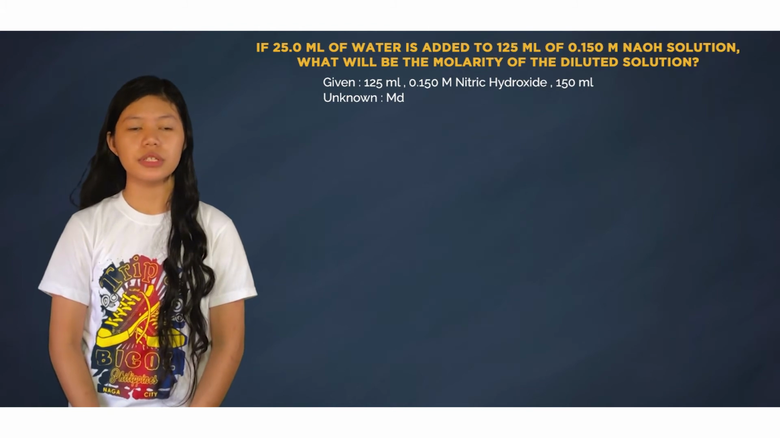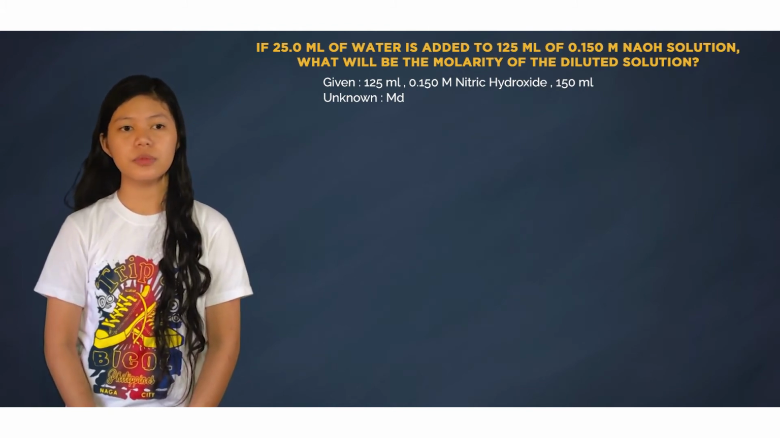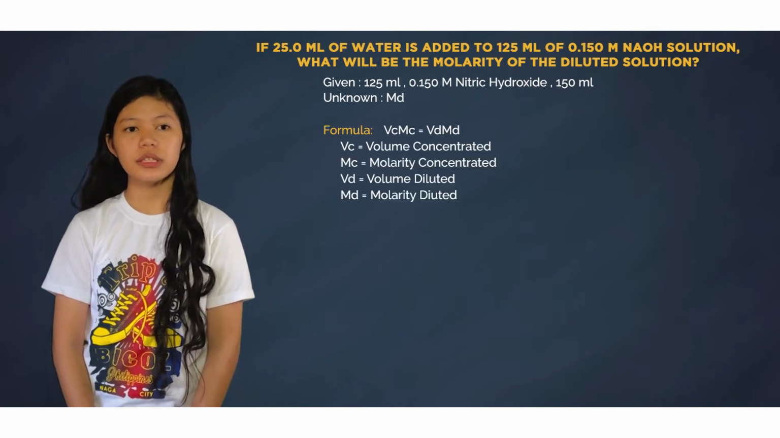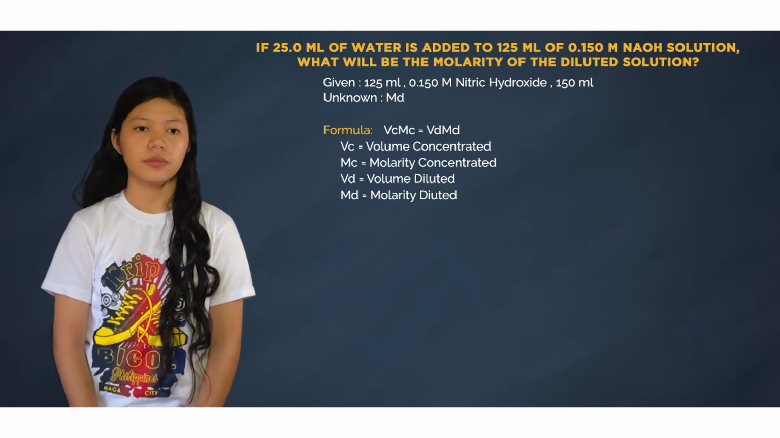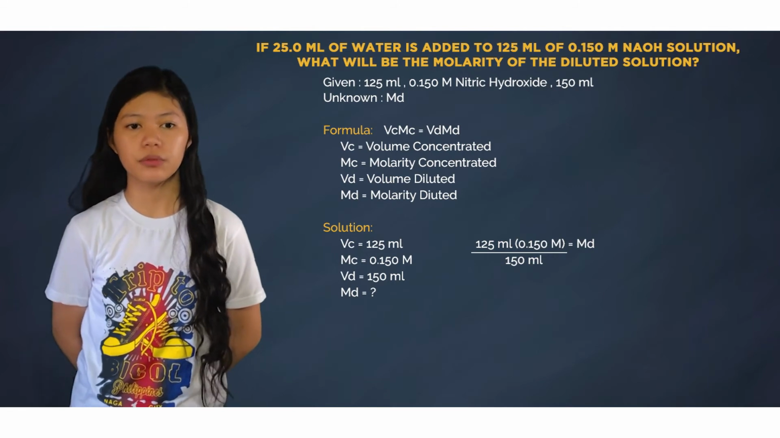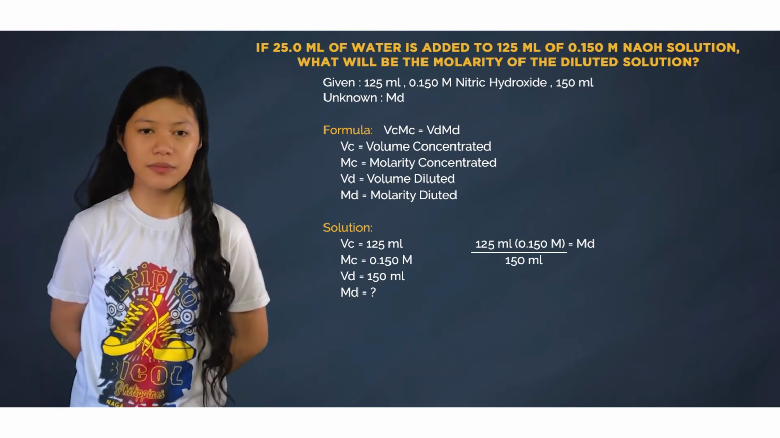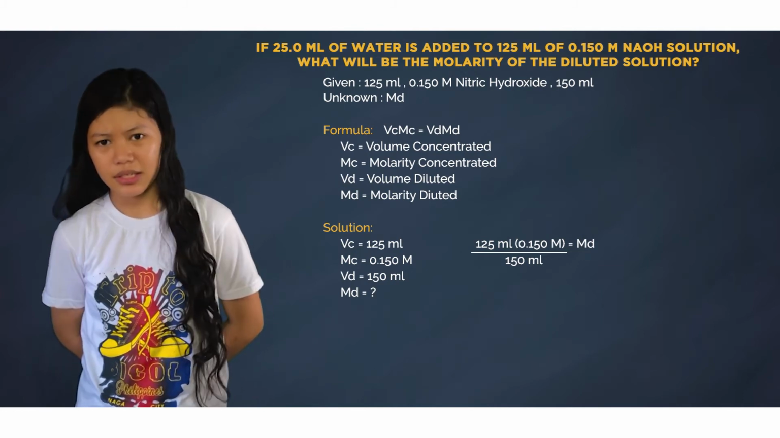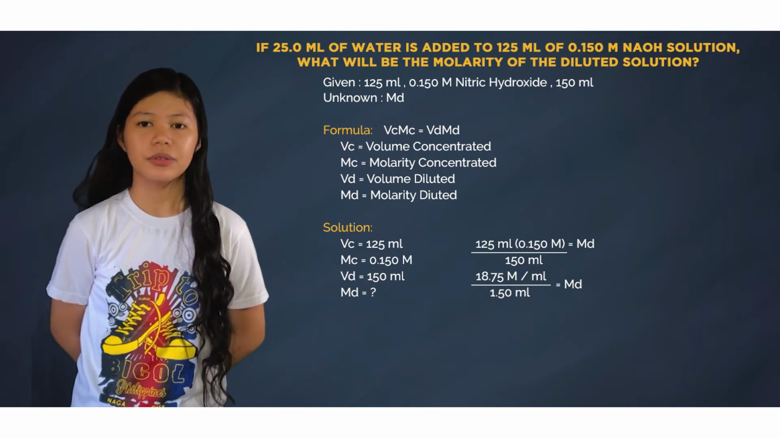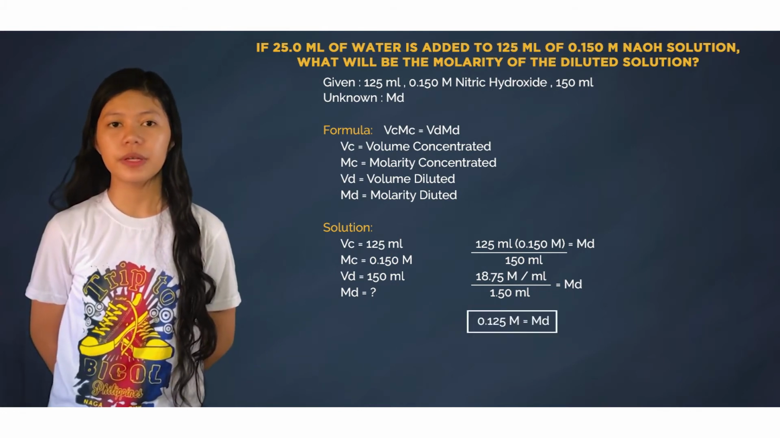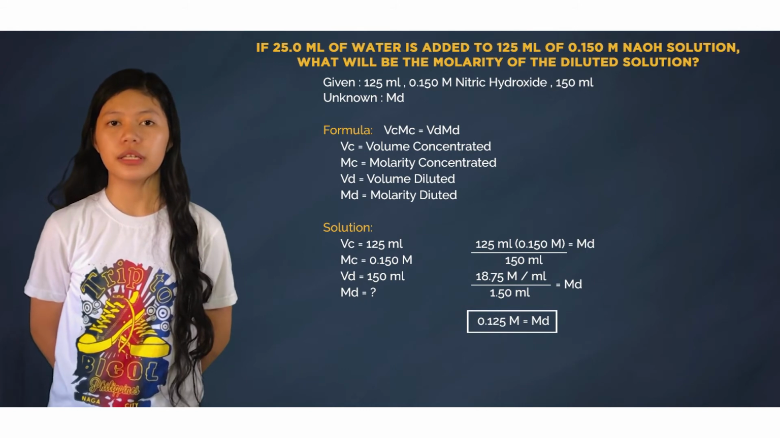Given volume concentrated is 125 ml, molarity concentrated is 0.150 M, volume diluted is 150 ml, and molarity diluted is unknown. Formula: volume concentrated times molarity concentrated equals volume diluted times molarity diluted. Solution: 125 ml times 0.150 M equals M sub D times 150 ml. 125 ml times 0.150 M is equal to 18.75, divided by 150 ml. The result will be 0.125 M as M sub D, or molarity diluted.